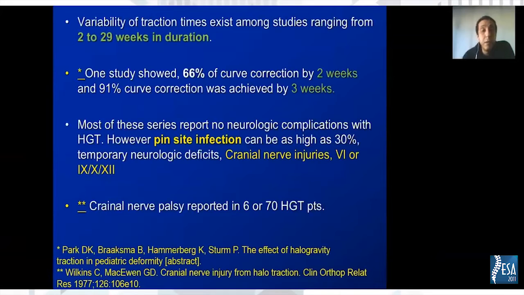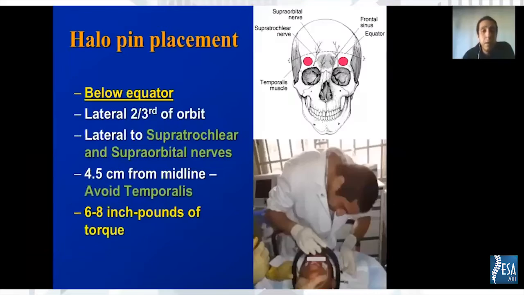There's been variability in the studies about the ideal amount of time to use the traction, but most have concluded that you get pretty significant correction after 4 weeks of traction. One study showed 66% improvement in correction in only 2 weeks, with up to 90% after 3 weeks. Most complications are related to pin site infection, but there have been reports of cranial nerve injuries as well.